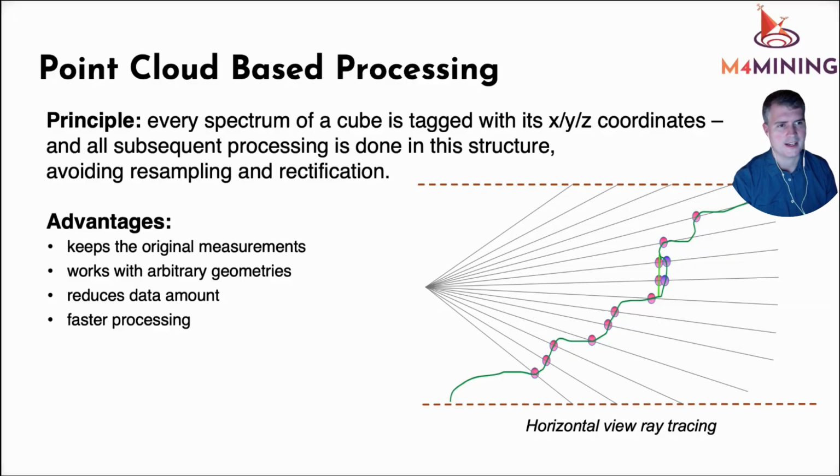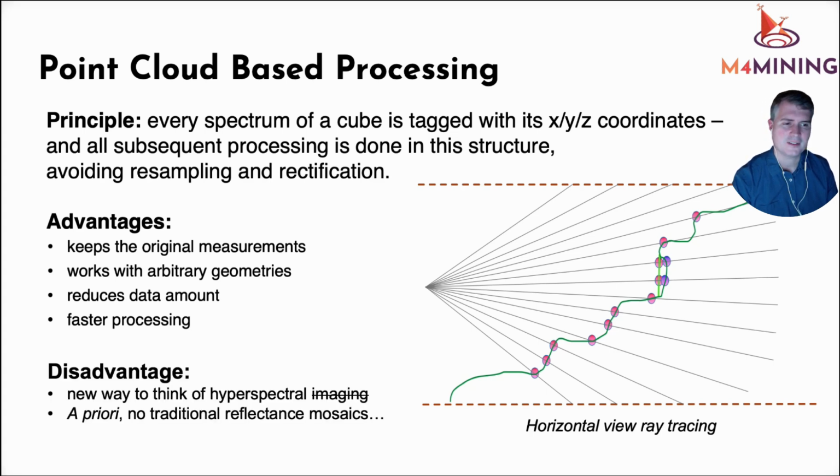The basic principle behind point cloud-based processing is that every spectrum of a data cube is tagged with its XYZ coordinates, and all subsequent processing is done in this structure, avoiding resampling and rectification. The main advantages of this approach are the preservation of original measurements and the fact that it works with arbitrary geometries. For example, we can now acquire data from vertical rock faces and even overhangs when doing horizontal view ray tracing. Moreover, this method reduces the amount of data to juggle with and ultimately results in faster processing times, all highly desirable for timely remote sensing operations.